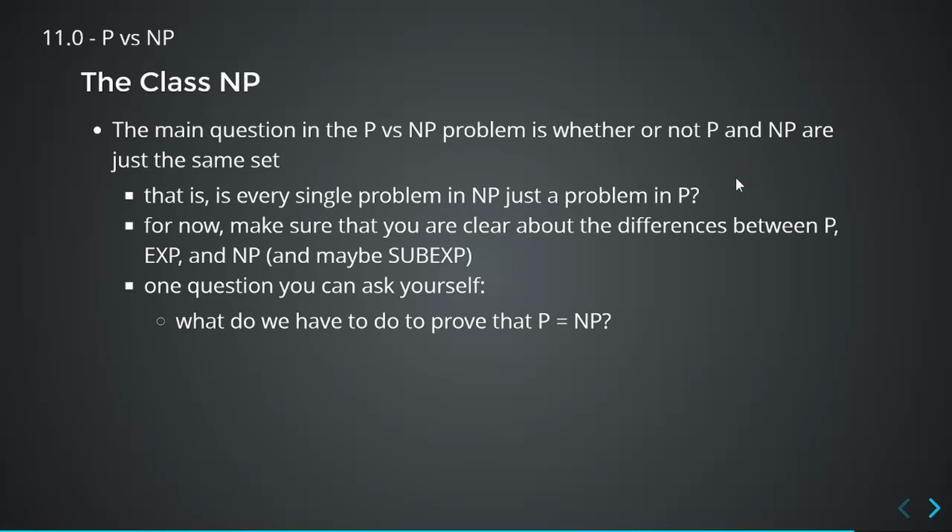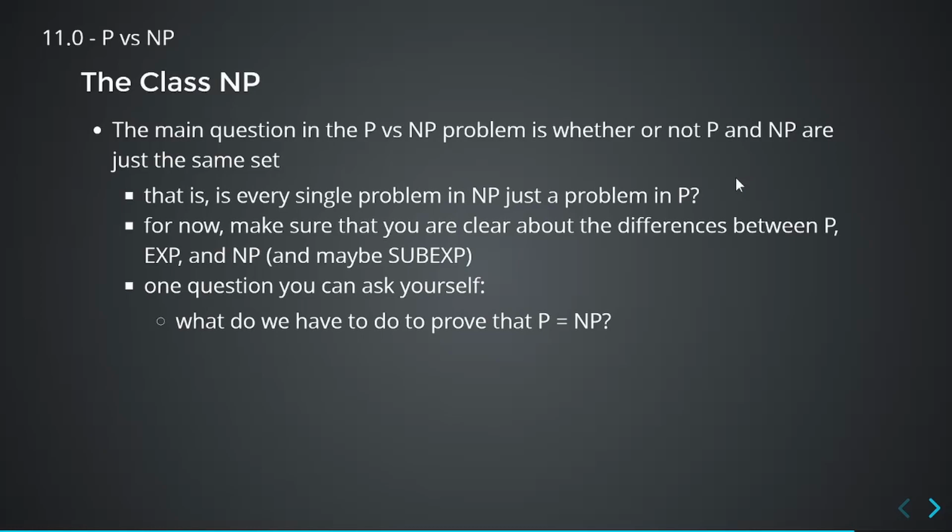That's P versus NP. Now we're gonna talk more about this, but for now, make sure you're clear about the differences between these complexity classes. So you've got P, EXP, and NP, and maybe sub-EXP as well. Think about where it belongs.